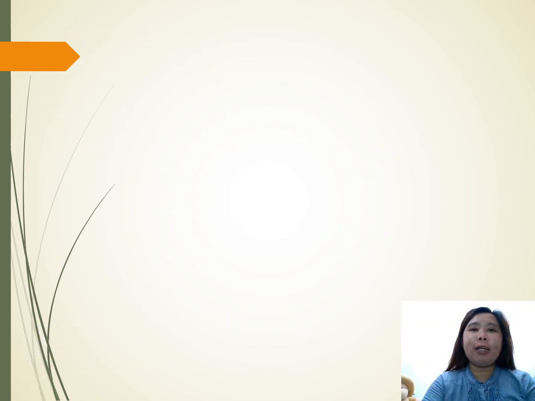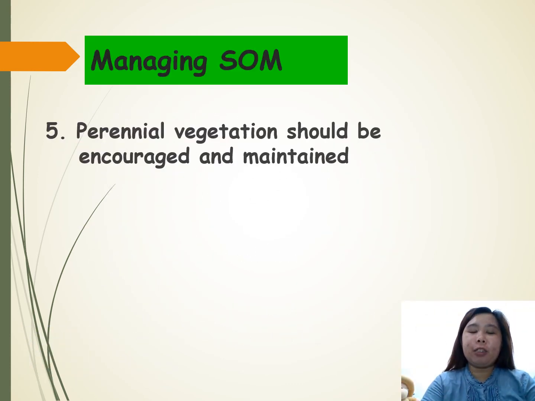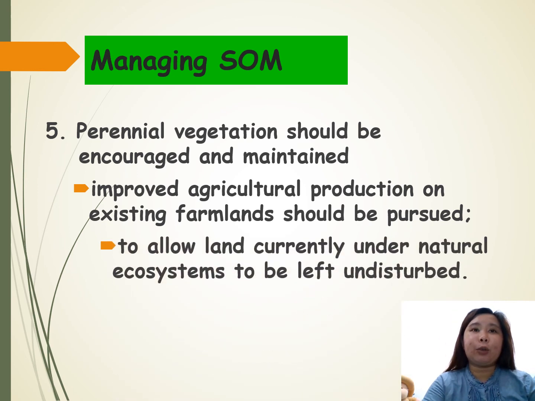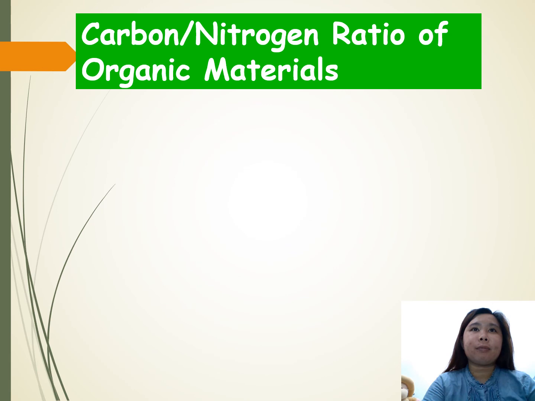In managing the soil organic matter, perennial vegetation should be encouraged and maintained. Improving agricultural production on existing farmlands should be pursued. That is to allow land currently under natural ecosystem to be left undisturbed. So those are the practices or management that can improve the soil organic matter.